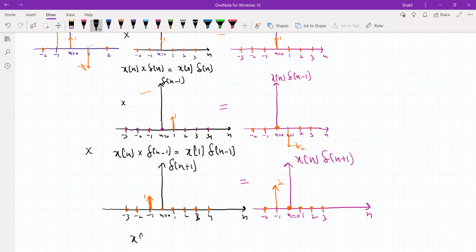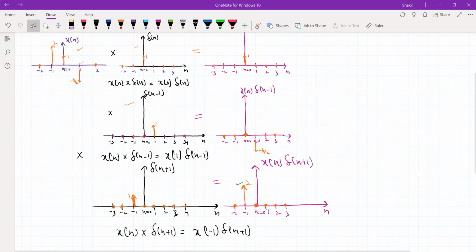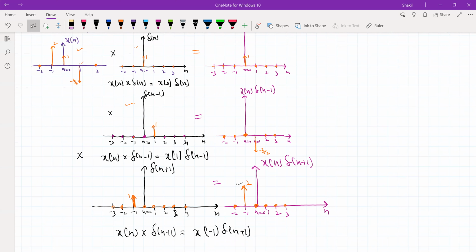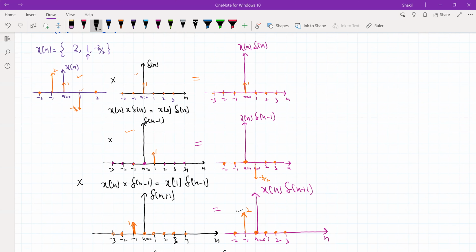So when we multiply x of n with delta n plus 1, it simply sampled the value of x of n at n equal to -1. You can check that. This is the value of x of n when n is equal to -1. So it sampled the value. So what's this doing? Have a look at these three multiplications. When you multiplied x of n with delta n, it sampled the value of x of n when n is equal to 0. You can check it. It gave you the value of x of n when n is equal to 0. You can check it, it gave you that value.